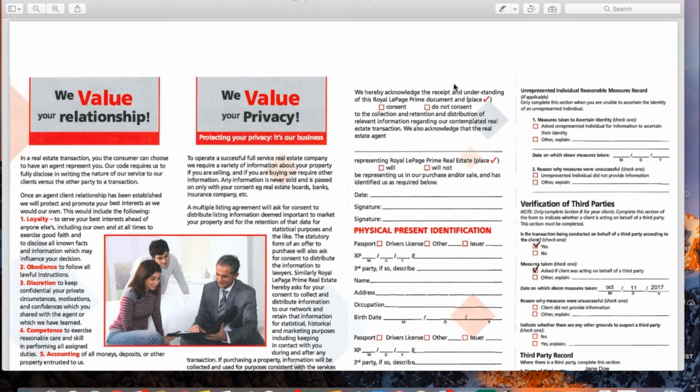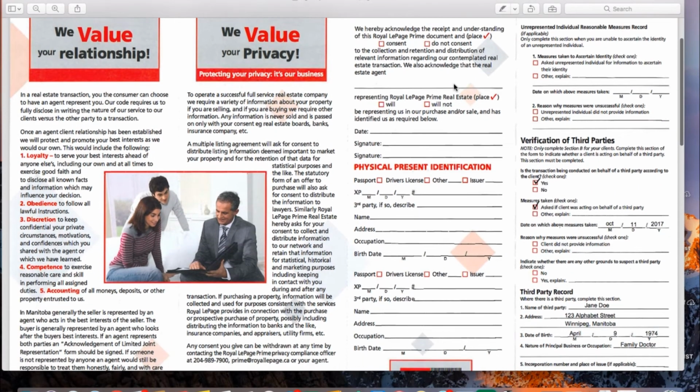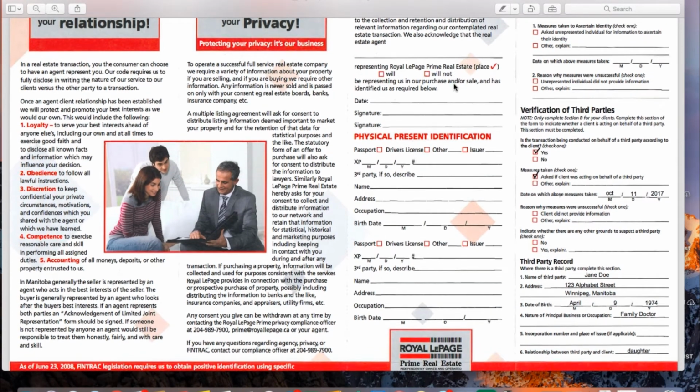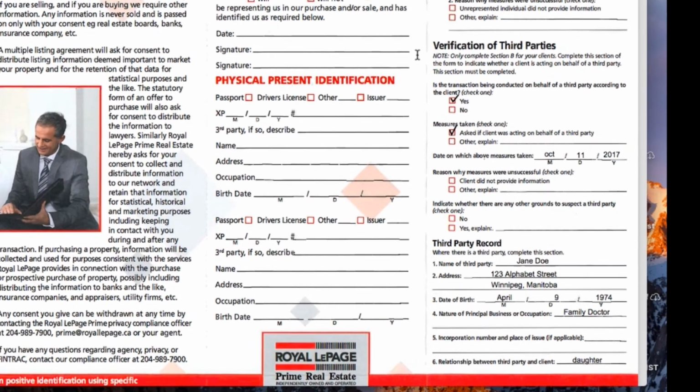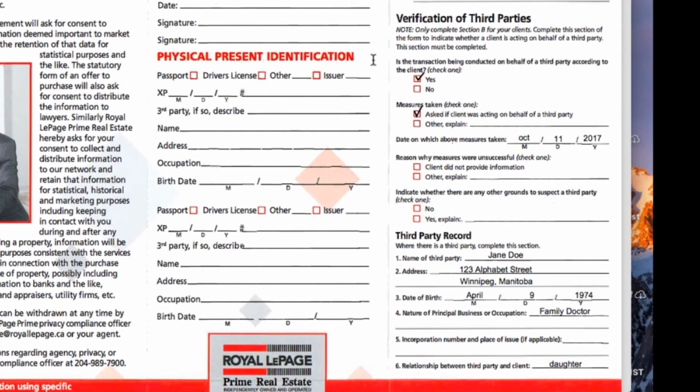If you are aware of a third party, such as a power of attorney, you'll fill out the forms as follows. Select the Yes box when asked if the transaction is being conducted on behalf of a third party according to the client. Again, select the Asked if client was acting on behalf of a third party box under the Measures Taken section. Record the date on which the above measures were taken.